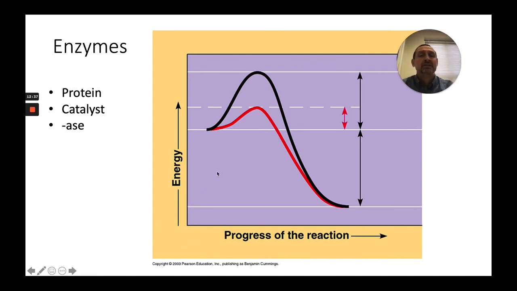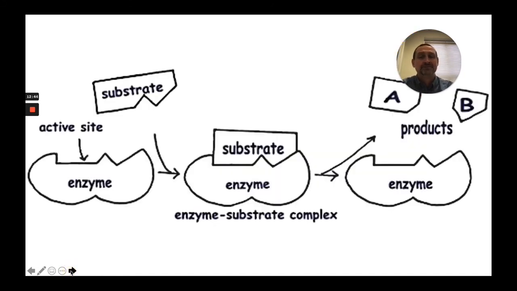The normal energy required is represented by the black line. The lowered activation energy level is illustrated by the red line. Here's an example of how enzymes work. You'll notice that there's a substrate. That's going to be some molecule that either needs to be put together or taken apart. That substrate fits very specifically into an active site of an enzyme, forming the enzyme substrate complex. The product then is that substrate or that chemical reaction either breaking something apart or putting something together.